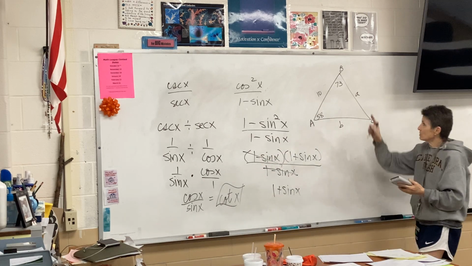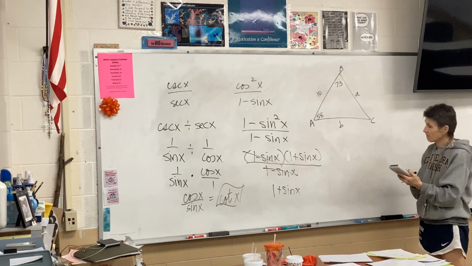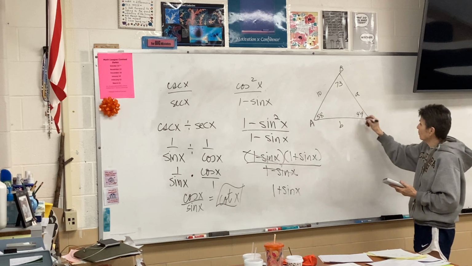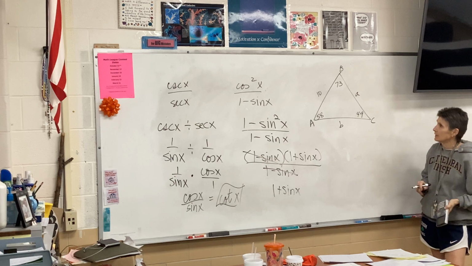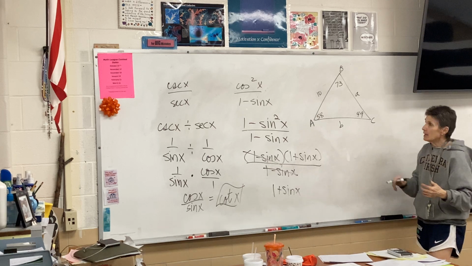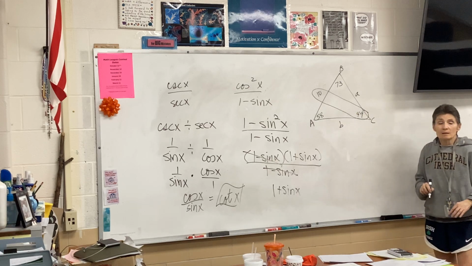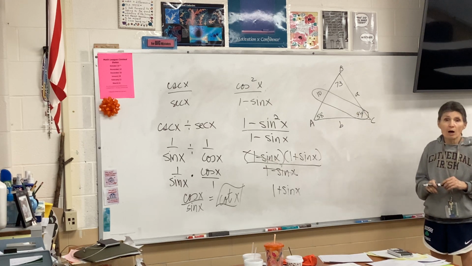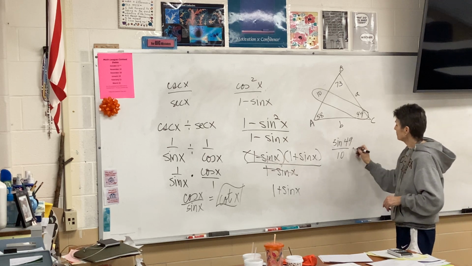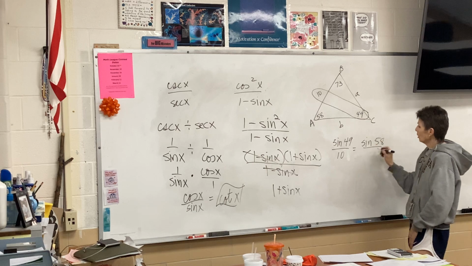I know that the angles of a triangle have to add up to 180. So I already have a 58 and a 73, so this one must be 49. I just did the subtraction on my calculator. Now, as soon as I wrote that 49 down there, I got kind of excited because look here. That means I will use the law of sines. So sine 49 over 10 equals sine 58 over b.